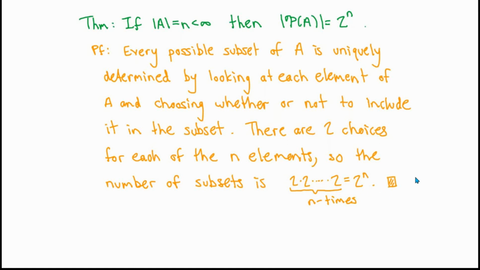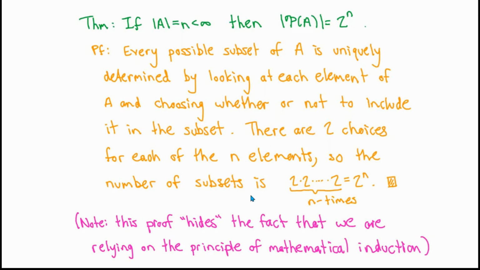Some of you may have seen longer proofs of this in your classes or in your textbooks. And the reason why is that actually this proof is hiding the fact that we're relying on the principle of mathematical induction. So maybe technically I should put quotes around the word proof here. But at the very least, this gives you one way of easily understanding why the theorem is true.